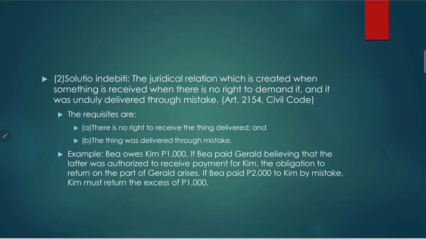As an example, for us to better understand this principle, Bea owes Kim 1,000. May utang daw si Bea kay Kim na 1,000 piso. If Bea paid Gerald, believing that the latter was authorized to receive payment for Kim, the obligation to return on the part of Gerald arises. If Bea paid 2,000 to Kim by mistake, Kim must return the excess of 1,000.